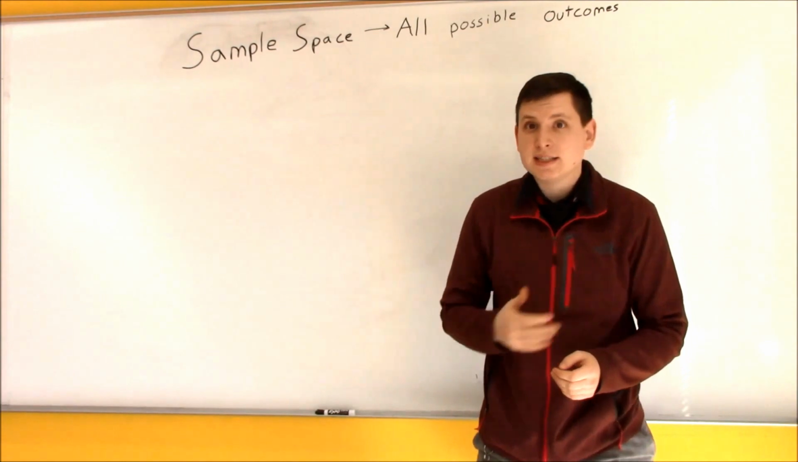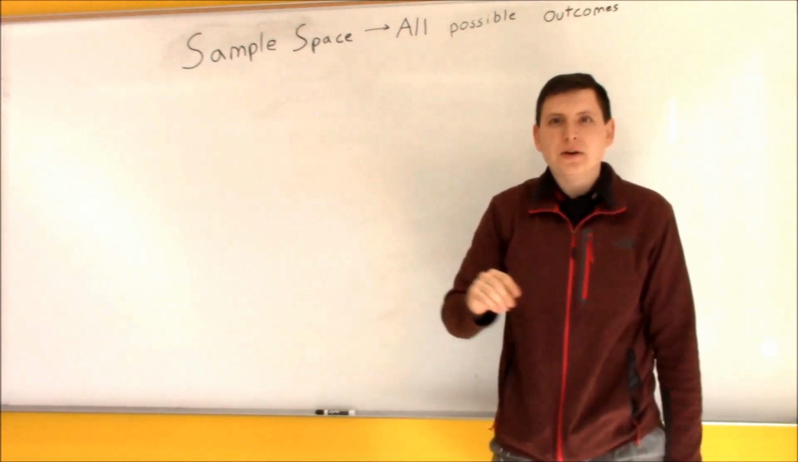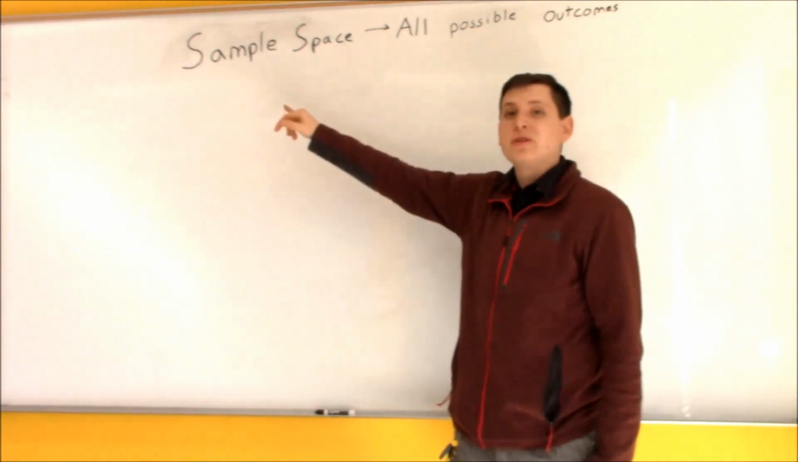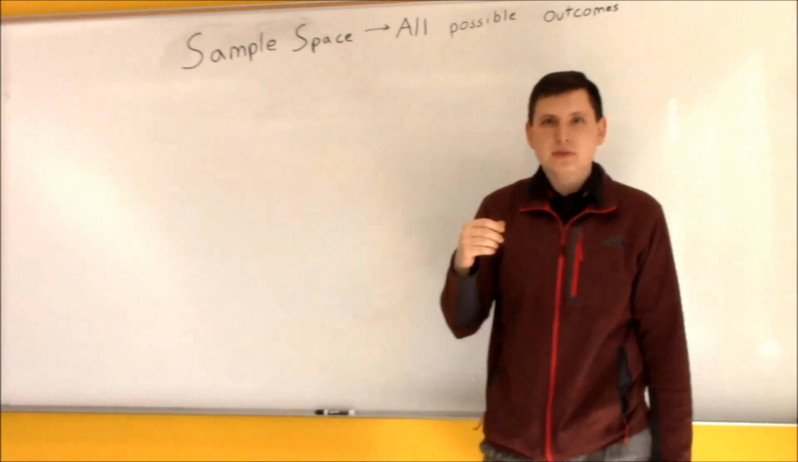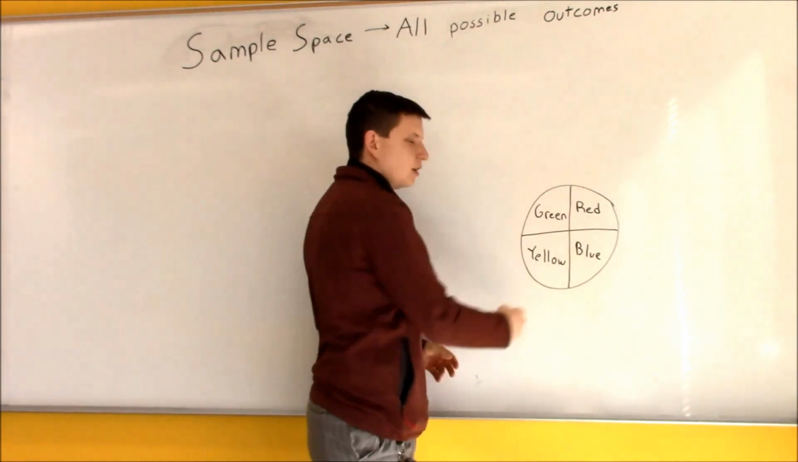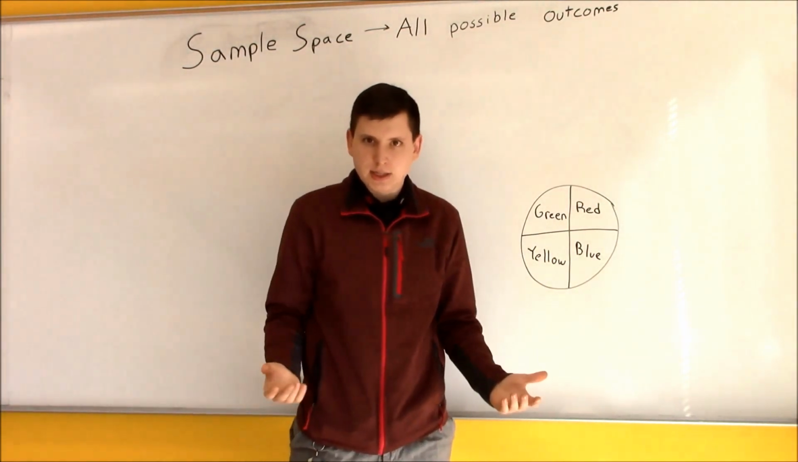I'm Mr. Meyer, and today what we're going to be looking at is sample space. Now, sample space is a term that's used when we're talking about probability, and what sample space means is that it's all of the possible outcomes. So say this is a spinner, it has these different colors on it. It's when I spin the spinner, what can it possibly land on?